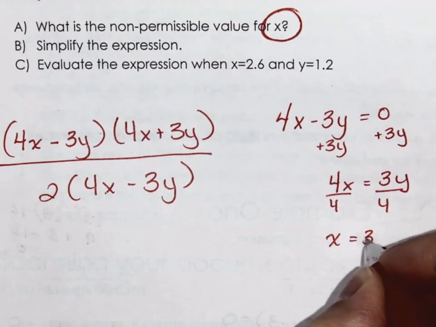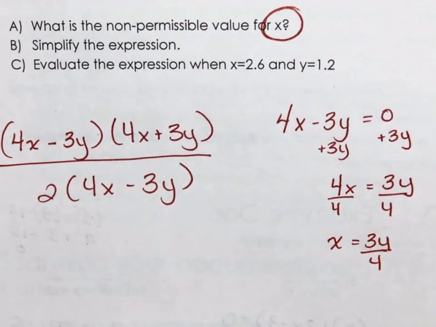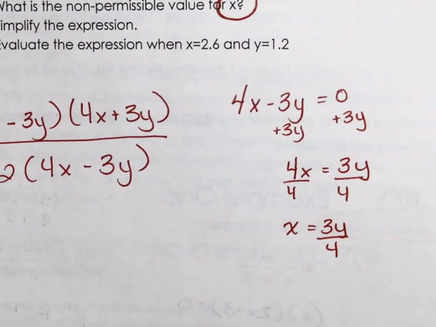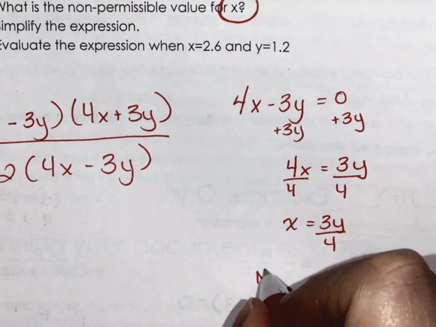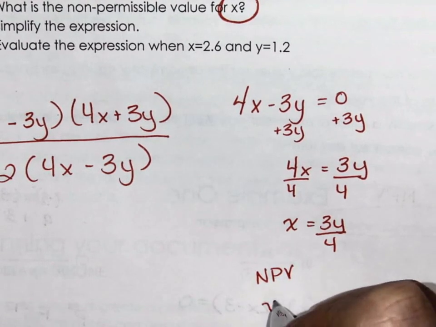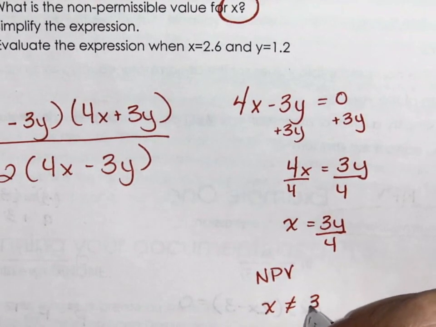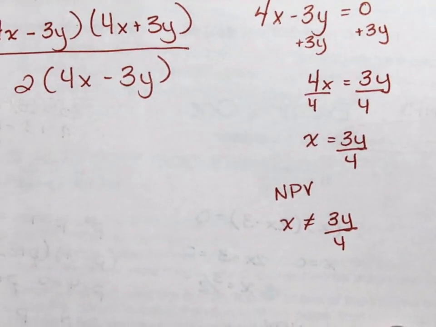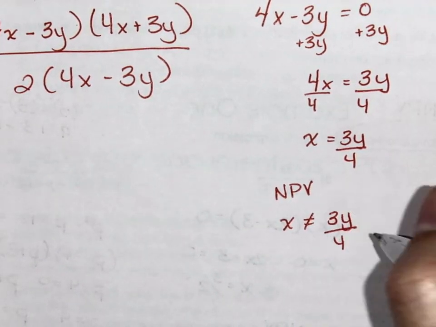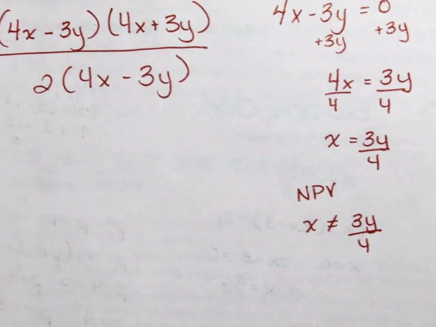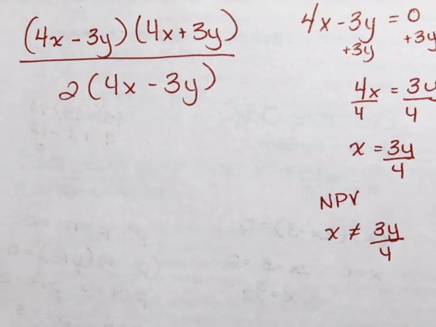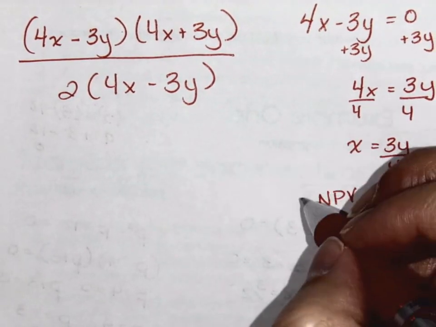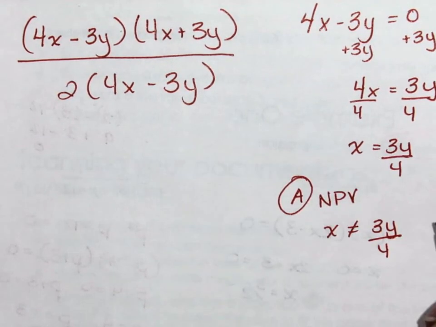All right, so what we've just found is our non-permissible value. Non-permissible value, x cannot equal 3y over 4. So it's in relation to y, which is weird. And sometimes that happens with two variables. Not the end of the world. This would be the answer to A. That whole thing right there would be the answer to A.